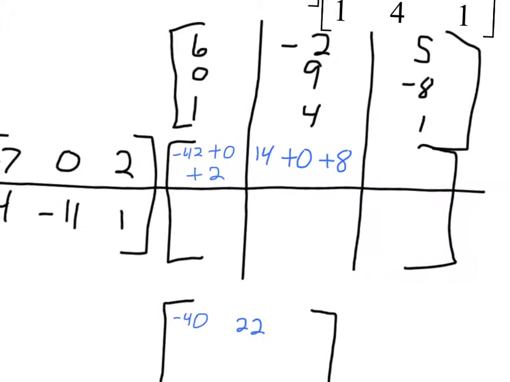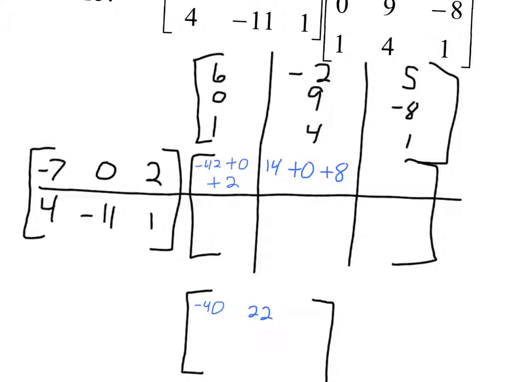Okay. And now I'm still in the first row. As you can see, we're still in the first row, but now we're in the third column. So we'll do negative 7 times 5 is negative 35. 0 times negative 8 is 0. And then lastly, we have 2 times 1, which is 2. So negative 35 plus 0 plus 2 is negative 33.